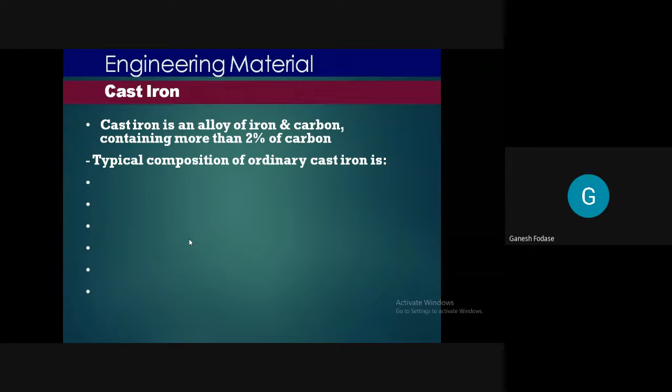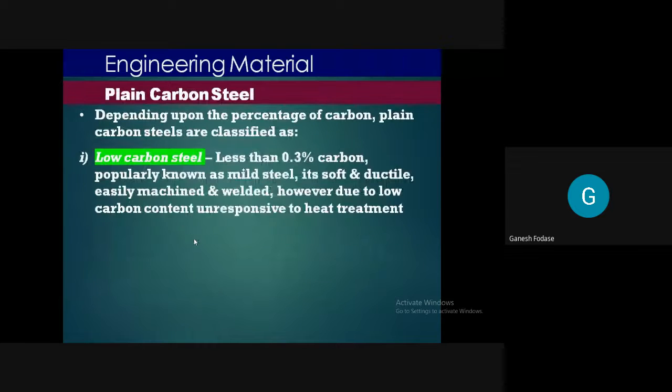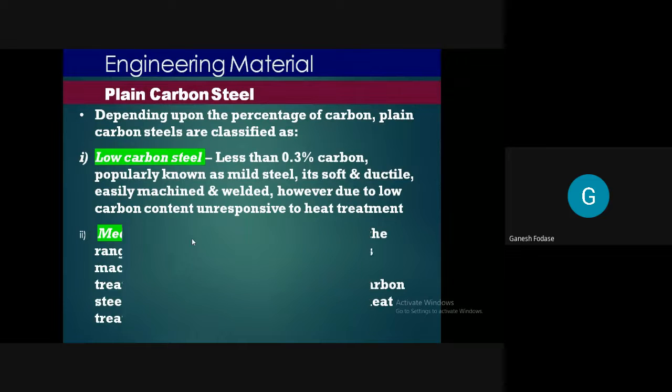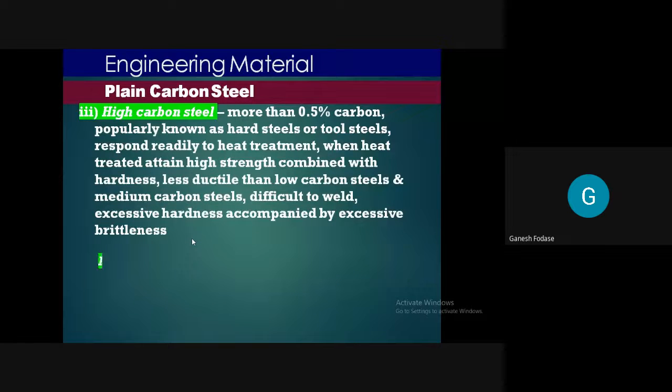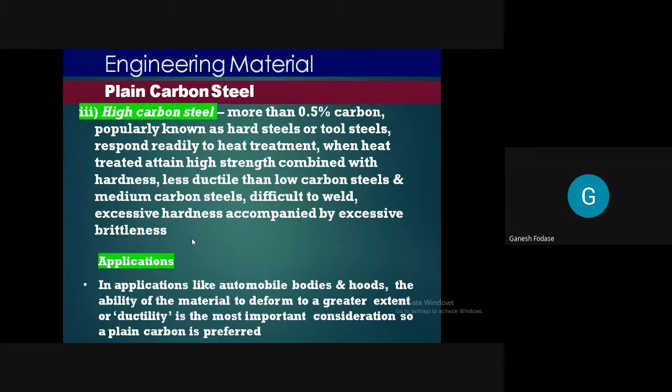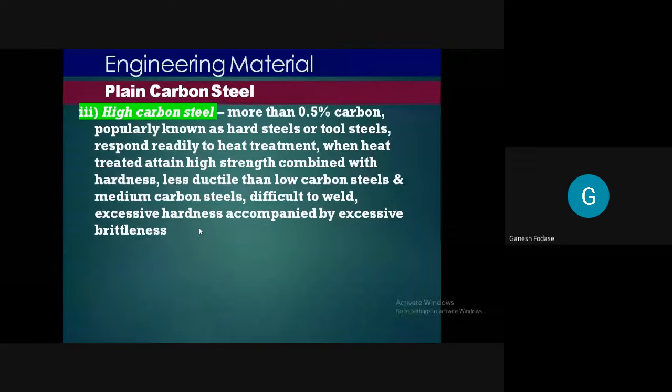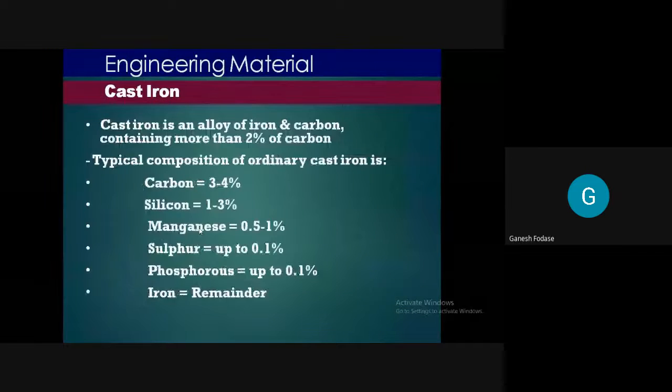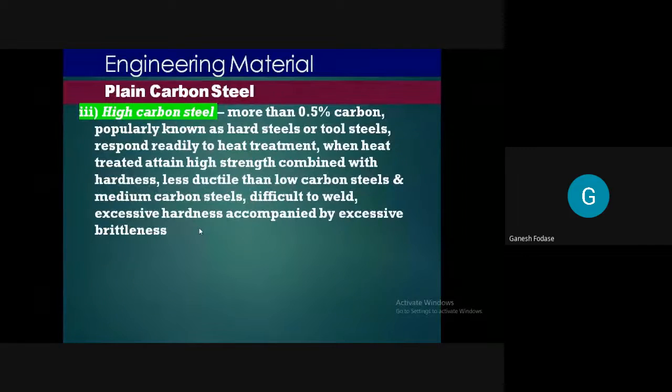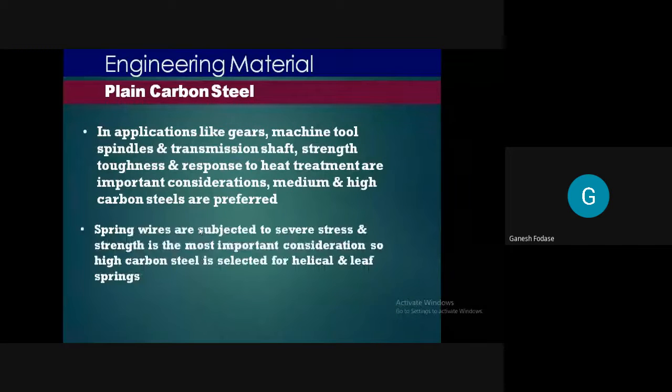Then what are the different engineering materials? Cast iron is one of the materials. Then plain carbon steel, which again consists of low carbon steel, medium carbon steel, and high carbon steel, depending on carbon percentage, and its applications. You know, in automobiles, bodies and hoods. We are not going into detail of these carbon materials, I just give you an idea. There are materials like carbon steels, and cast iron. These are the major engineering materials we are discussing.